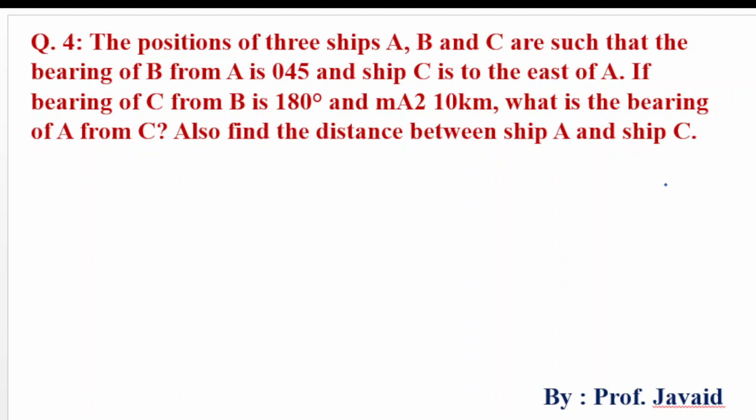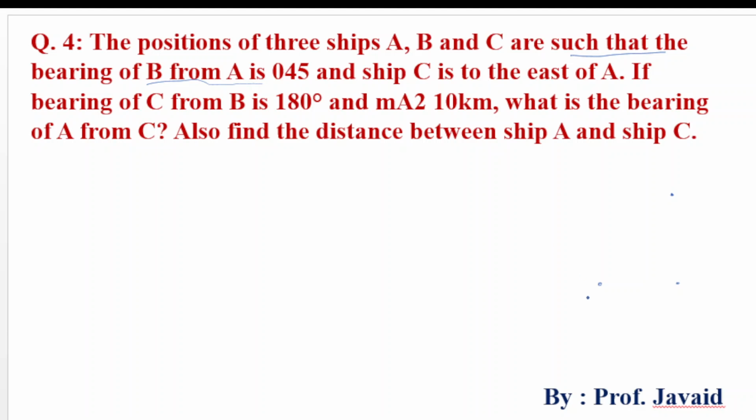So you can simply draw like this. First of all, we can just show the points of the three ships. Let me draw like this, trying to make a triangle. I will tell how it will be. So these three ships are there. Now what is given to us is that the bearing of B from A is 45.